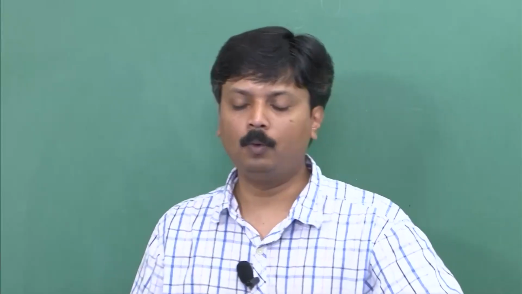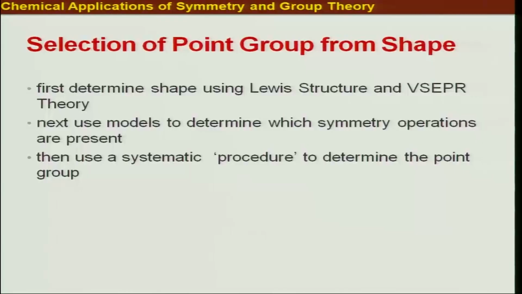Now, let's see if our symmetry operations can do the same thing. What are the ways to find out whether a collection of symmetry operations will form a group or not? What do we need to do to find out whether symmetry operations belonging to a particular molecular structure will form a group? First, we have to determine the shape of the molecule. Once I know the shape, I have to find all the symmetry elements present for that molecular structure.